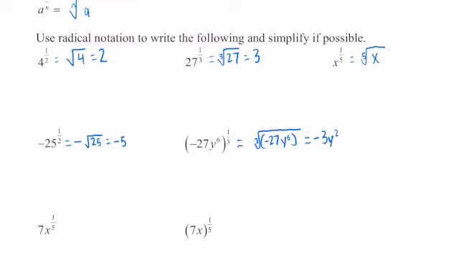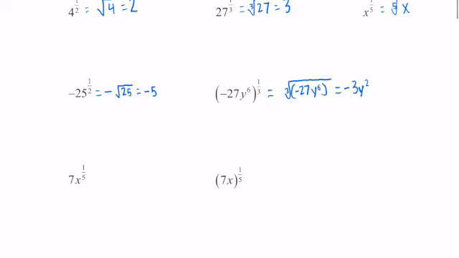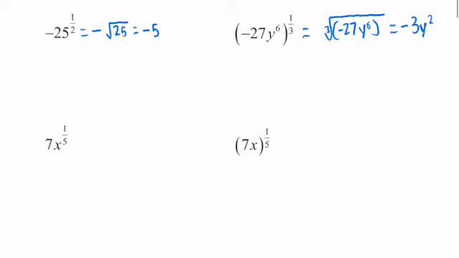These expressions look very similar at first, but there's a very important difference. In our first expression, only the x is raised to the 1/5, the 7 is not. So only the x would go under the 5th root, and it would be 7 times the 5th root of x. In the next expression, the entire parentheses is raised to the 1/5. So the whole thing would go under the 5th root, and you would have the 5th root of 7x.